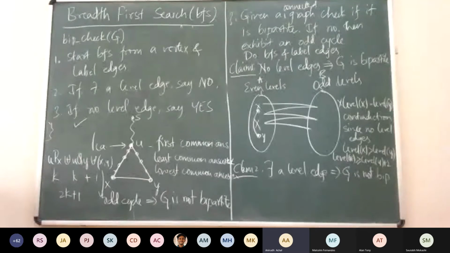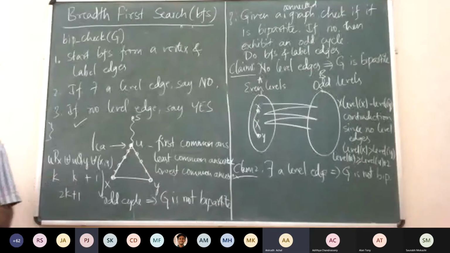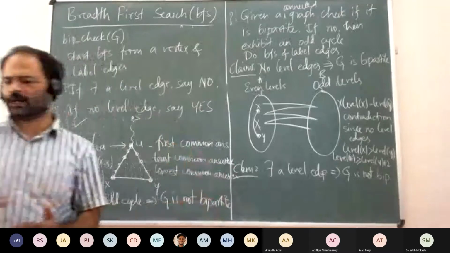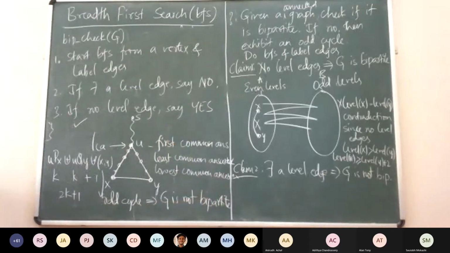Linear. Why? It's only BFS, only labeling. How much time does the labeling take? It will be the same as BFS only. It will be labeling of levels. We can know about the levels in linear time in the BFS itself.